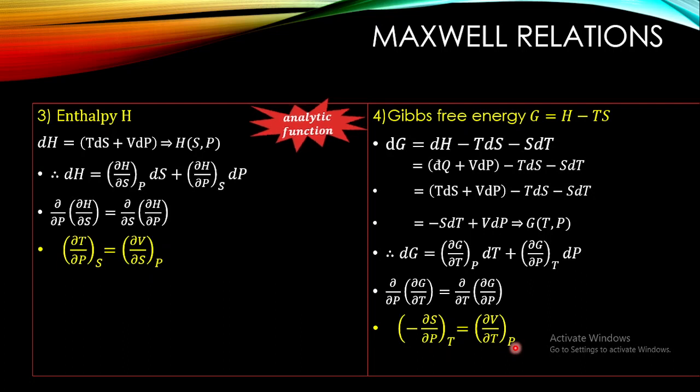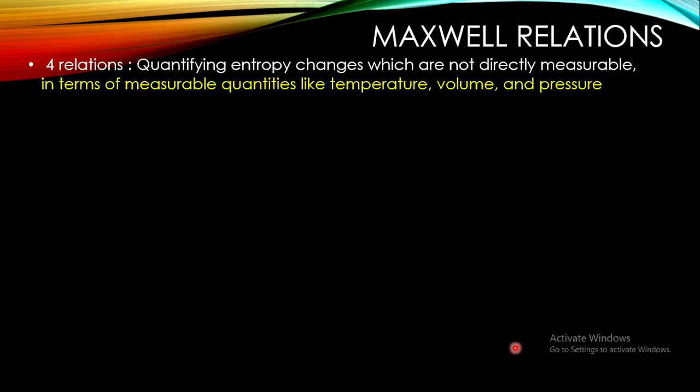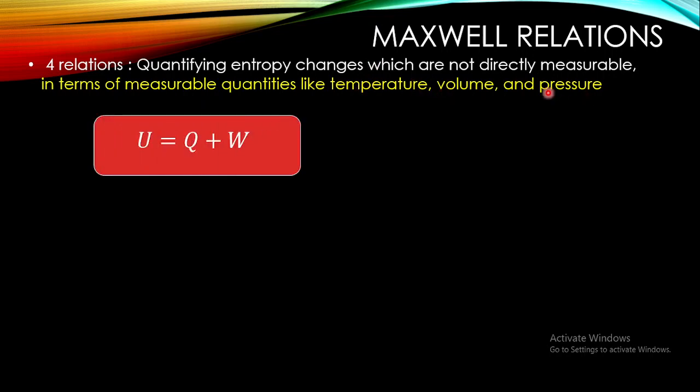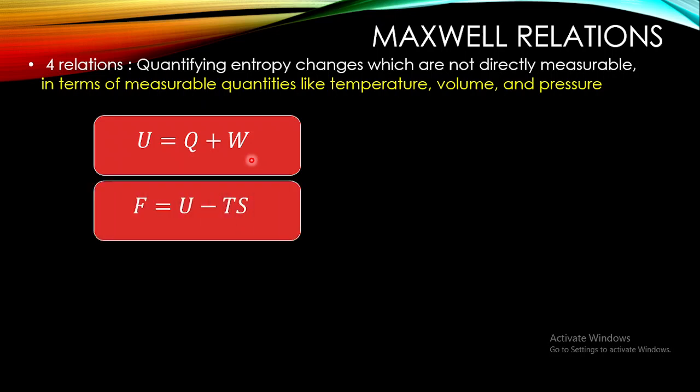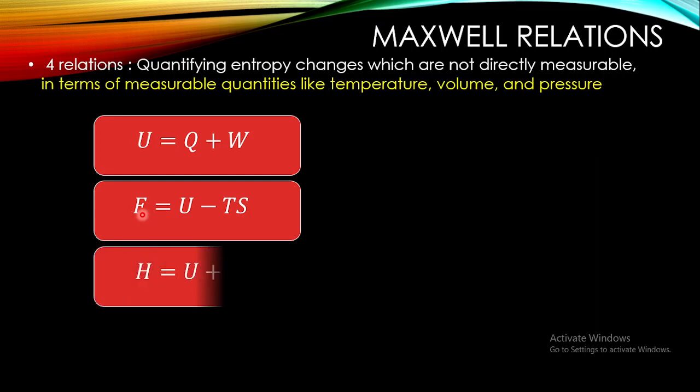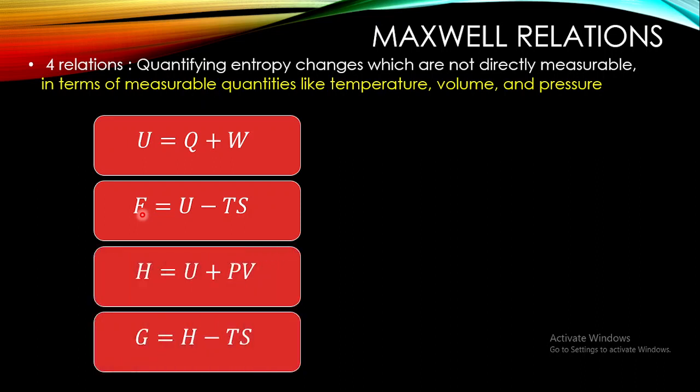So these four relations help us to quantify the change in entropy in terms of the measurable quantities: temperature, volume and pressure. So we have U from the expression for internal energy, which is heat plus work done, and from the expressions for Helmholtz free energy, enthalpy and Gibbs energy, we can obtain four relations.